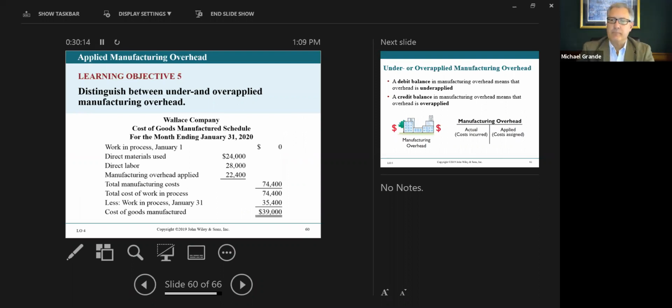Okay, so we talked earlier about the manufacturing overhead T account. And the debits in that account represent actual costs. The credits represent amounts applied. There's often a difference. There's something left over. There's either a net debit or a net credit. So we need to distinguish between underapplied and overapplied manufacturing overhead.